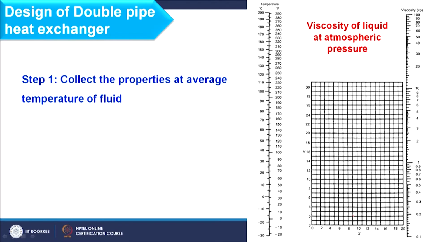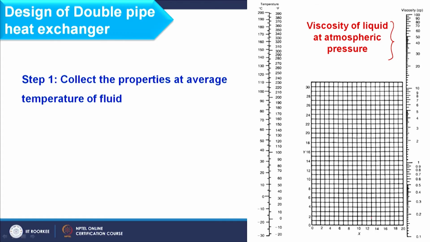Okay. And in different equipment we have different conditions to average the temperature, that we will discuss as we discuss the equipment. But here you can consider average temperature as simply the arithmetic mean of inlet and outlet temperature of a fluid. Okay. So, if you know the average temperature, you can collect the physical properties. Okay. Now, how will you collect the physical property? First of all, let us discuss the viscosity of liquid at atmospheric pressure. Okay. Now, as far as the properties are concerned, what property do you have to collect?